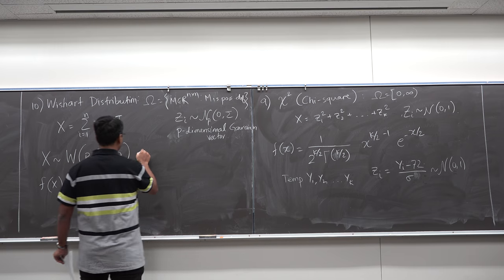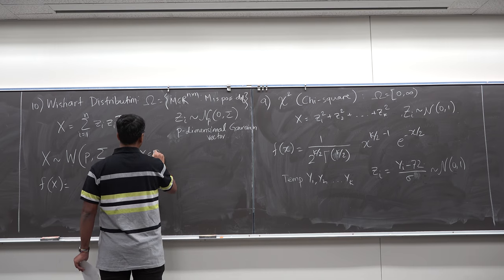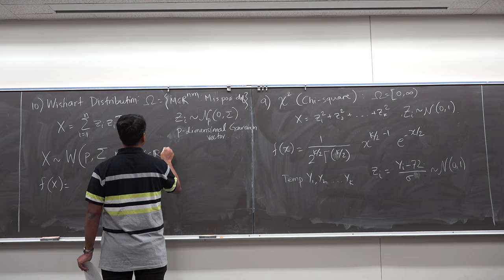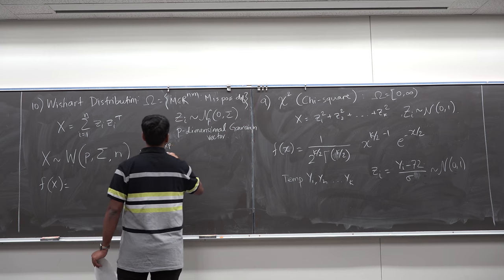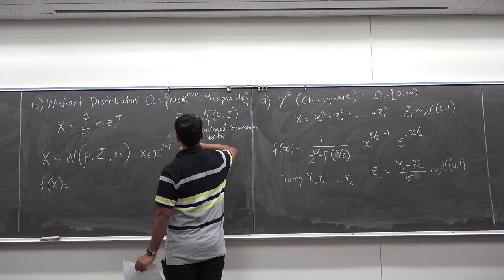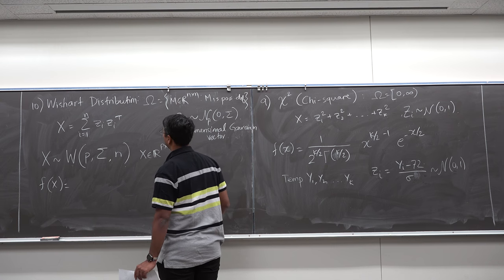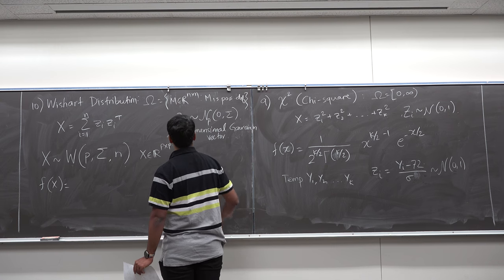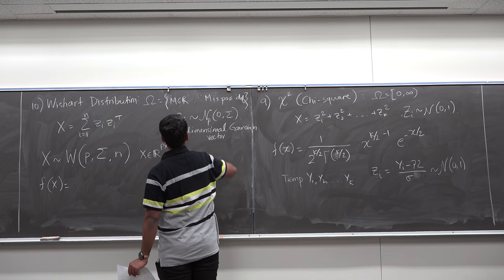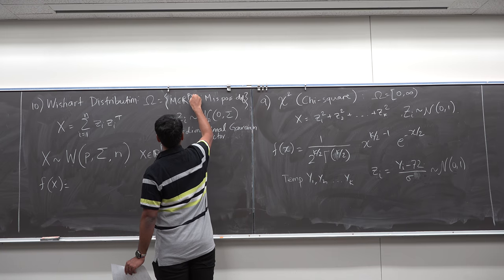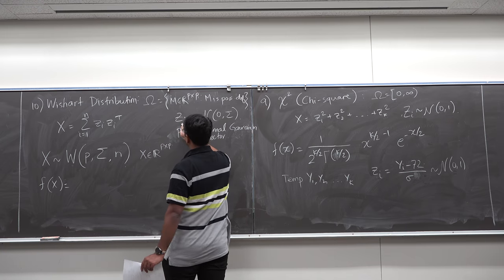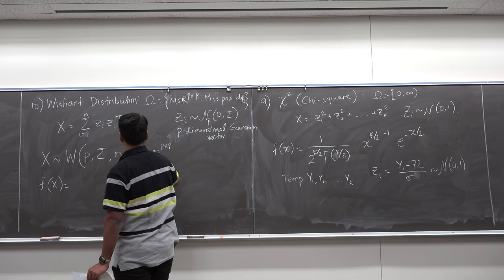Remember that this X is actually in P cross P. I'll change something here. Sorry, I'm going to change this to P cross P, because this is a p-dimensional matrix, so this is a P cross P dimensional matrix.